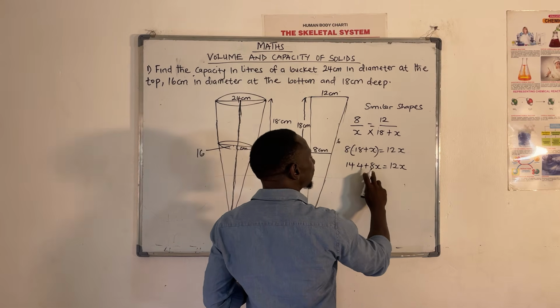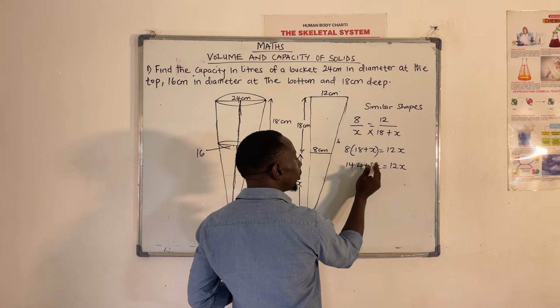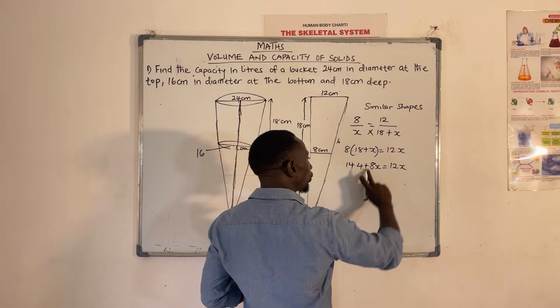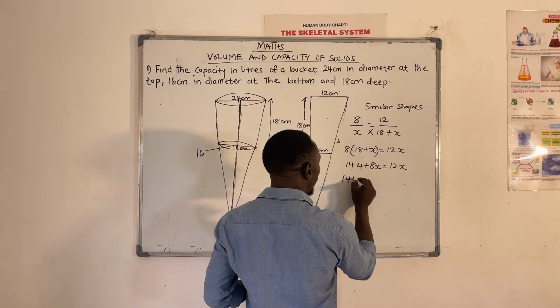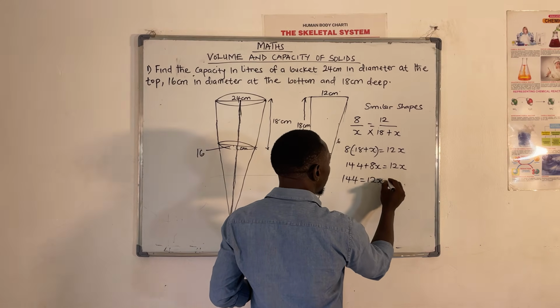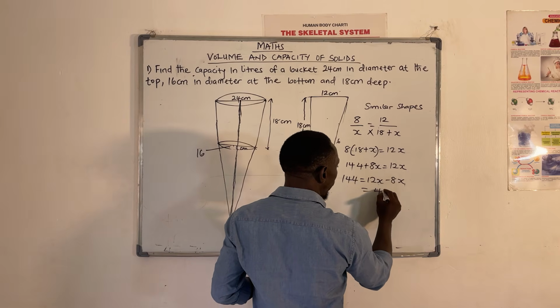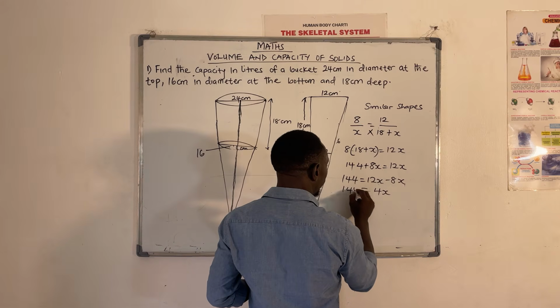Is equals to 12x. Now you transpose this to this side. Since you cannot add this, they are unlike terms. But this and this are like terms because they have x in common. So when you transpose, you have 144 is equals to 12x minus 8x. And when you subtract, you have 4x is equals to 144.